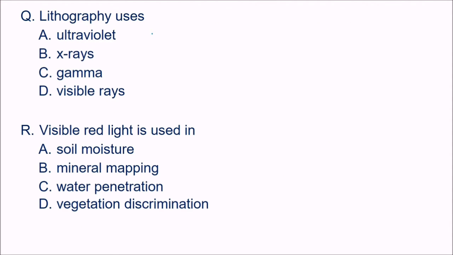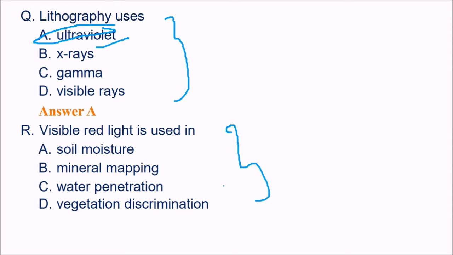Next is lithography. Lithography uses what? These are four options for you. Lithography uses ultraviolet radiations or ultraviolet rays.